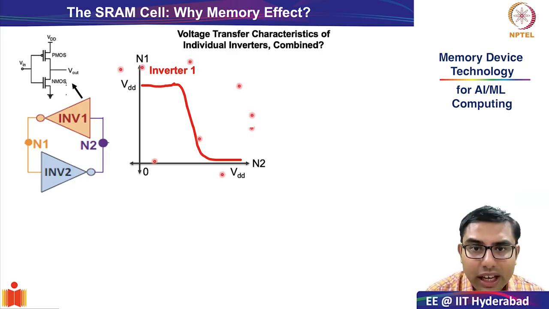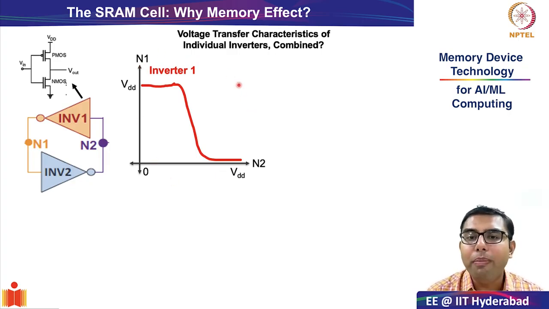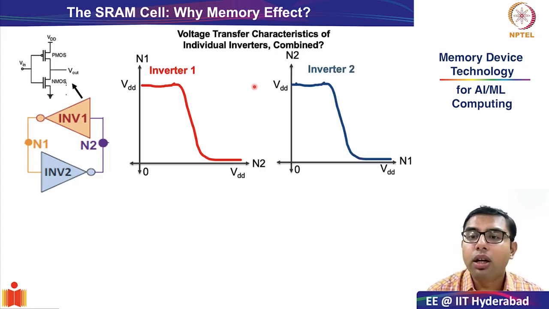Okay, so once we have understood how inverter 1 behaves, let us see how inverter 2 is behaving. Please see that in inverter 2, which has been color coded with blue color, the input is storage node N1 and the output is storage node N2. So that's why in the x-axis we have indicated N1 and in the y-axis we have indicated N2.